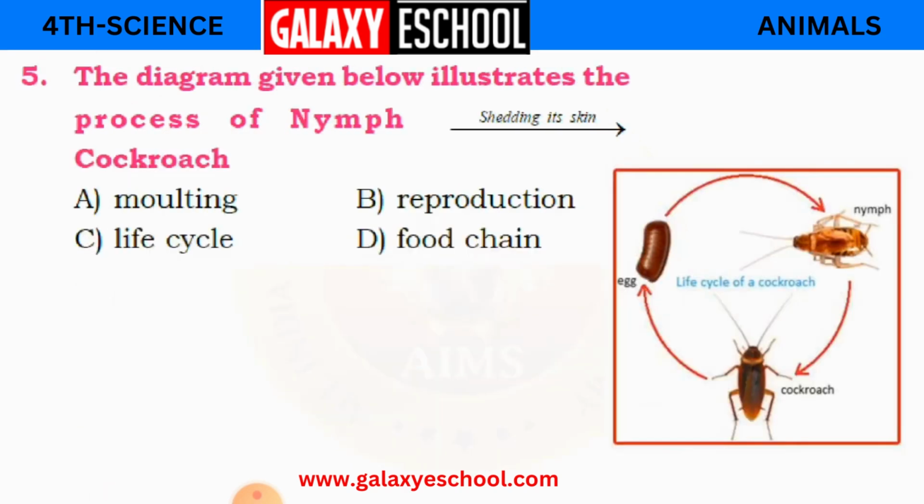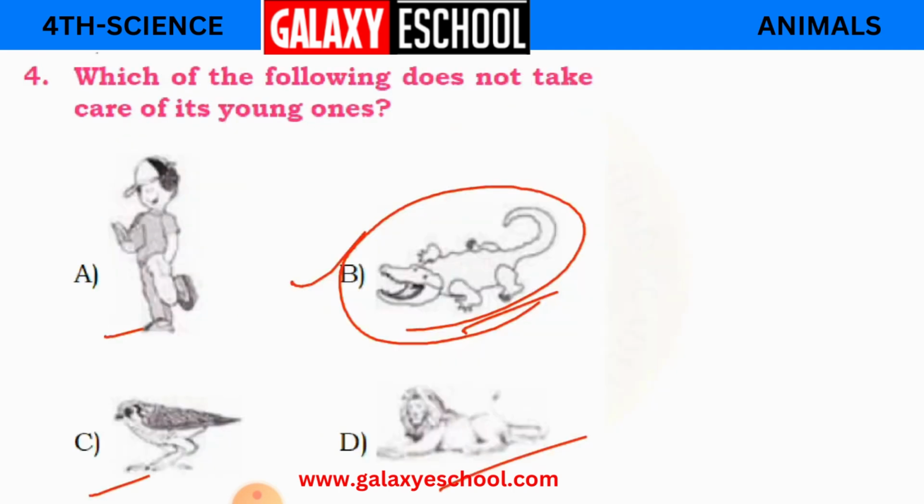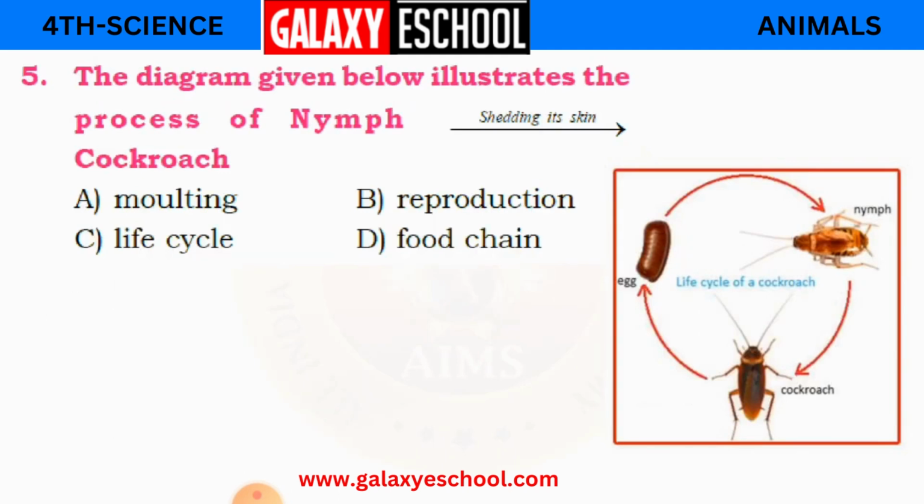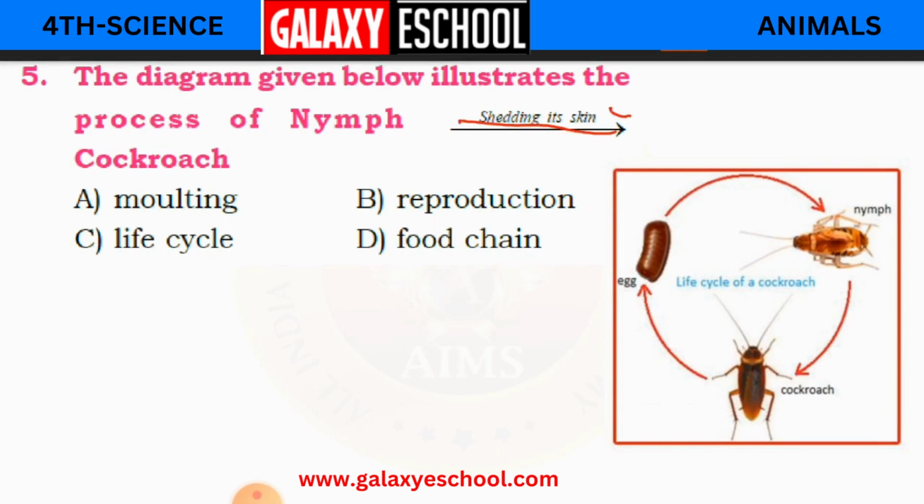Clear children? Fifth question here. The diagram given below illustrates the process of nymph shedding its skin. This is known as, whether it is known as molting, reproduction, life cycle or food chain. If you see here children, this is the adult cockroach, then from this the nymph, that is the baby cockroach, comes.